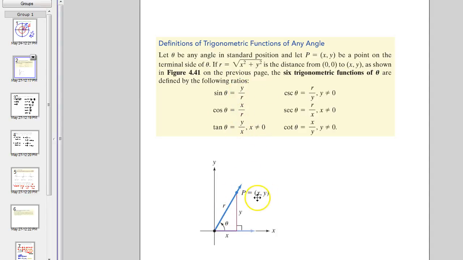So for any point in the plane, the sine of the angle that rotated to get to that point is y over r. The cosine is x over r. Tangent is opposite over adjacent, or y over x. And then the other three, just like always, are the reciprocals of these first three.